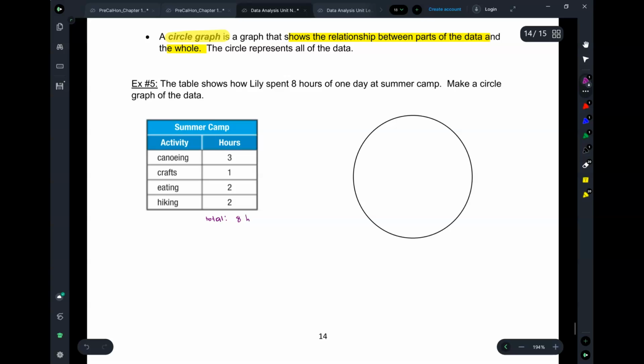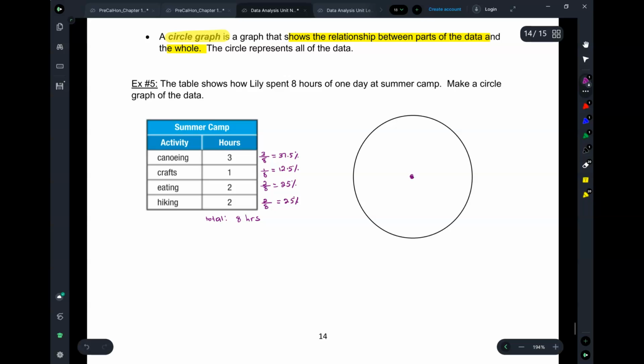Total 8 hours. Okay, so that means if she spent 3 hours on canoeing, that's 3/8, which is 37.5%. 1/8 is 12.5% for crafts. 2/8, that's a quarter, 25%, and 25% here. So you want to divide the circle according to these ratios, right? So, okay, if you have like 25, 33, 50%, those are the easiest ones to do.